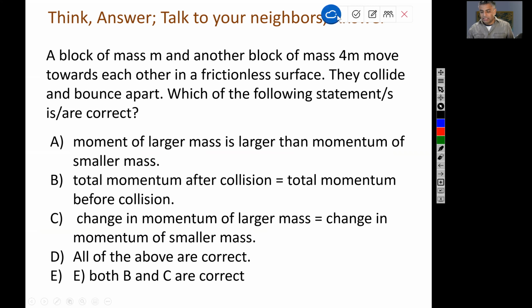So here is a bit of a summary about collision and conservation of momentum. Let's see, what do you remember?